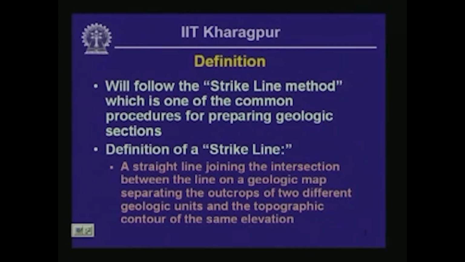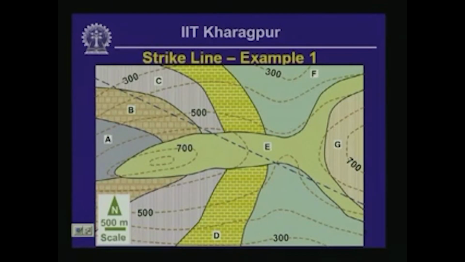Now let's move on to the first geologic map. So this is the geologic map. All the different geologic units are labeled on this particular map. We are going to hand draw the geologic section along the thick dash-dot line drawn in blue, from near the top left corner of this map to near the bottom right corner of this map.